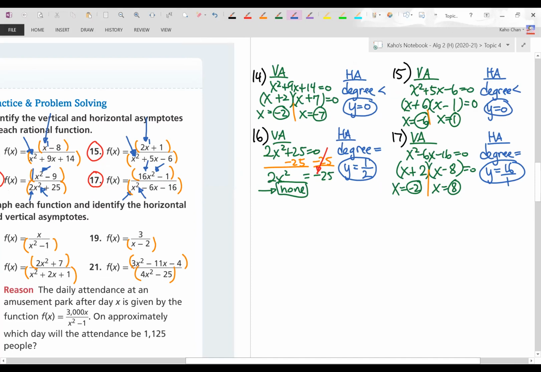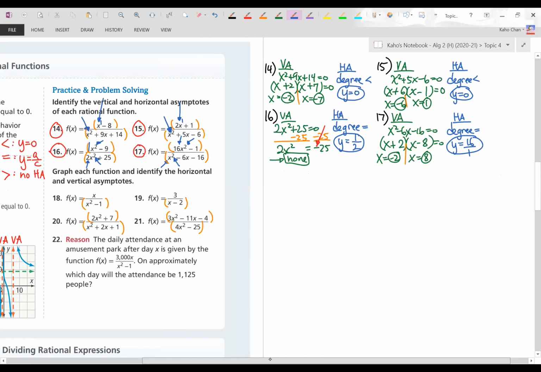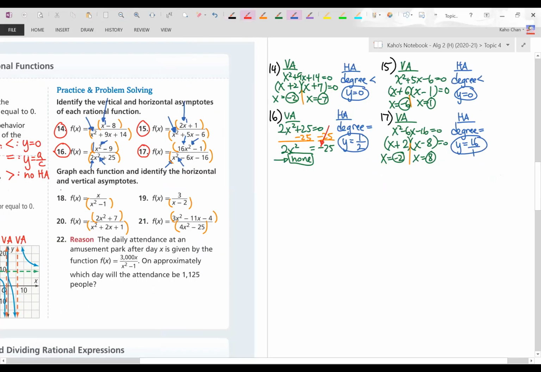Number 18 through 21 involves graphing. I may not have a lot of room here, but we're going to do the best we can, and that's all we're doing. We're not doing 22. I'm going to zoom out a little bit and try to find some space here for number 18. Let's set that up. The process is exactly the same as 14 through 17. We're just now going to graph it. Okay, here we go.